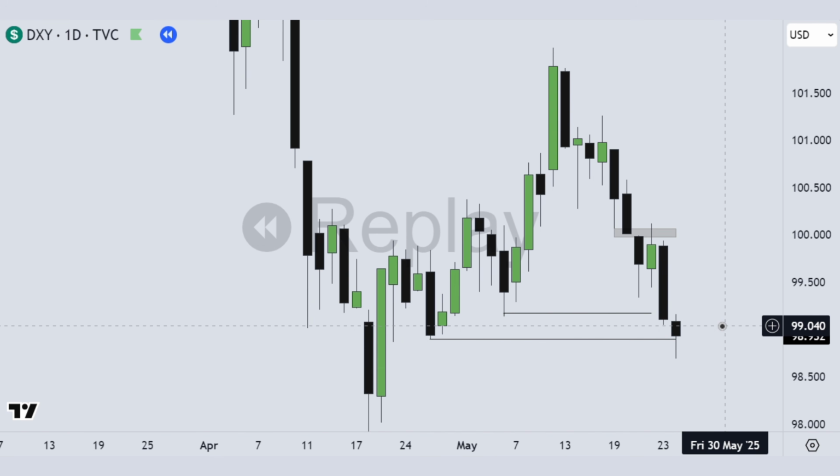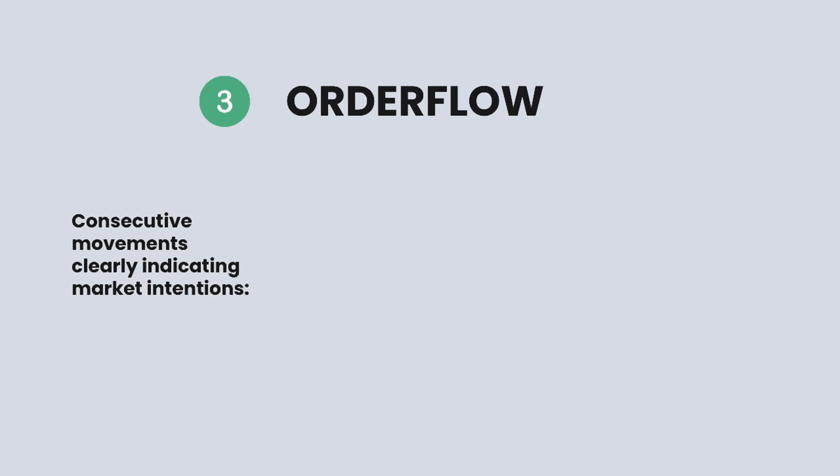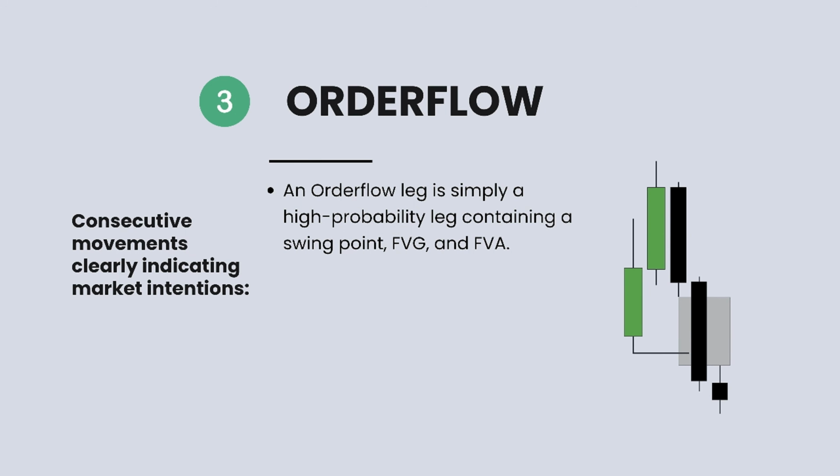Let's move on. Order flow. Order flow refers to consecutive movements, clearly indicating market intentions. Two types of price legs exist: high probability, with a fair value gap, and low probability without a fair value gap. An order flow leg is simply a high probability leg, containing a swing point, fair value gap, and fair value area. All three indicate strong market intentions.